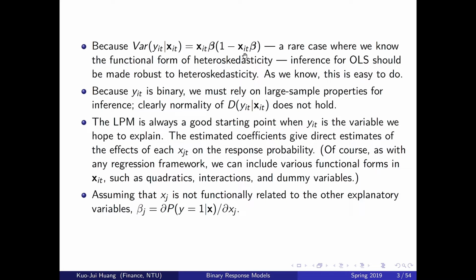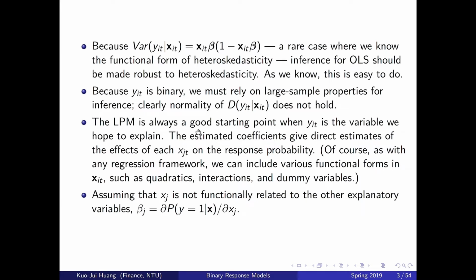So as you can see, the variance totally depends on the x, so it is a heteroscedastic variance. So you should make sure that the OLS estimator is made robust to heteroscedasticity. And yit is binary, so it is not a normal variable, obviously. So we must rely on the large sample properties to make it asymptotically normally distributed.